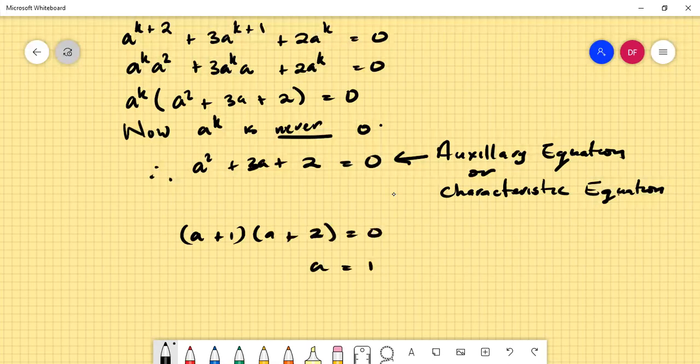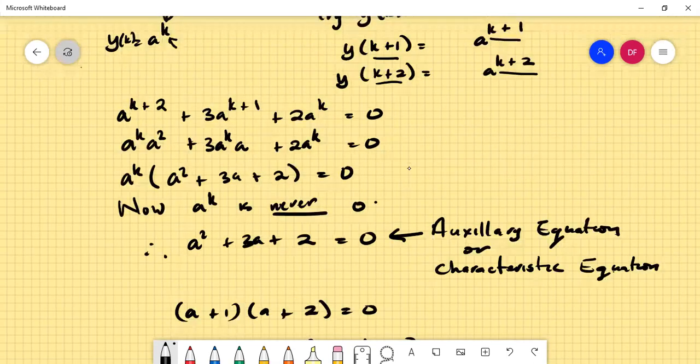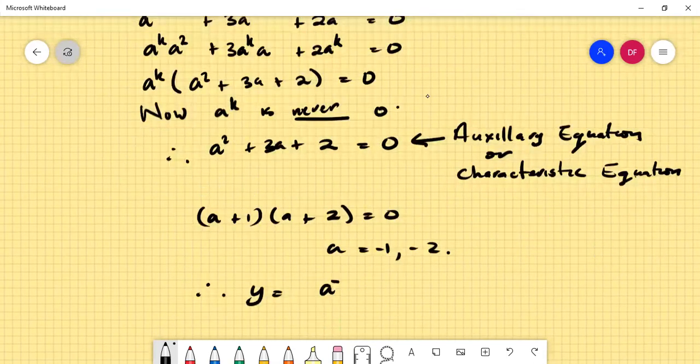a equals -1 or -2, and so therefore y is going to be equal to a to the minus, minus a is minus 1, so sorry, minus 1 to the k plus minus 2 to the k. And what we do is we put an arbitrary constant in front because that does not change our solution.